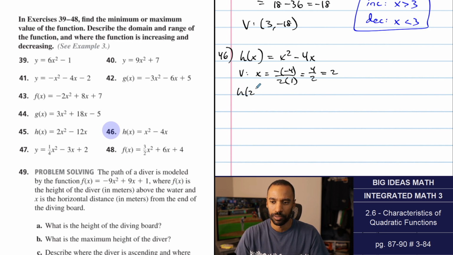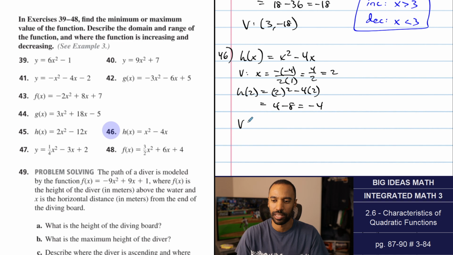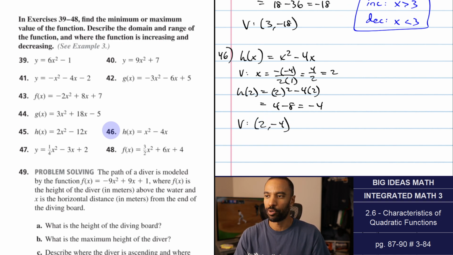The y value, 2 squared minus 4 times 2. That is 4 minus 8, which is negative 4. Hopefully, you've still seen that pattern that I've been bringing up. The vertex is at 2, negative 4. All right, another upwards facing graph. We haven't seen a downwards one in a while, probably next.